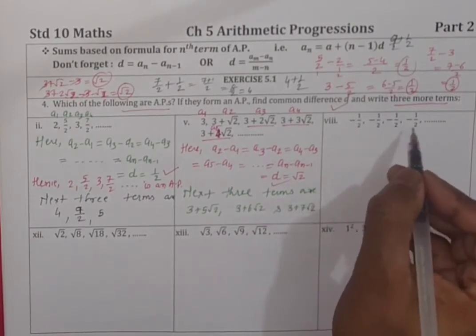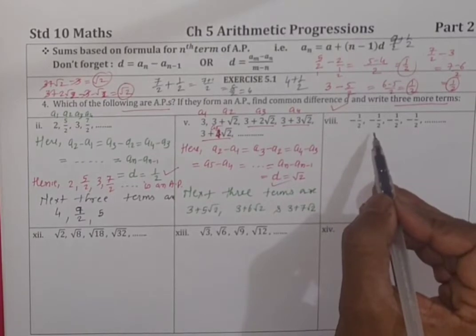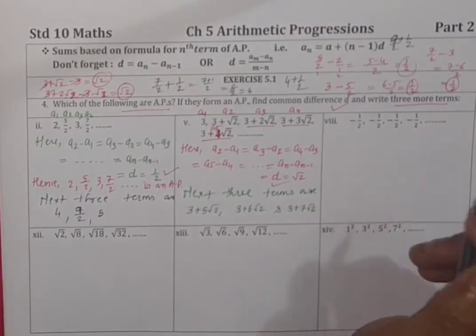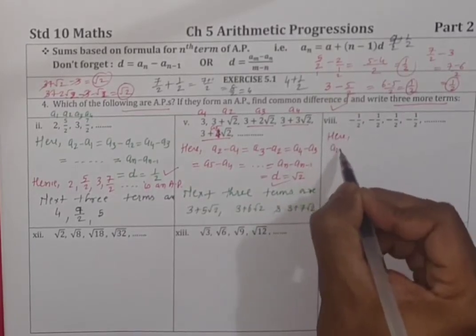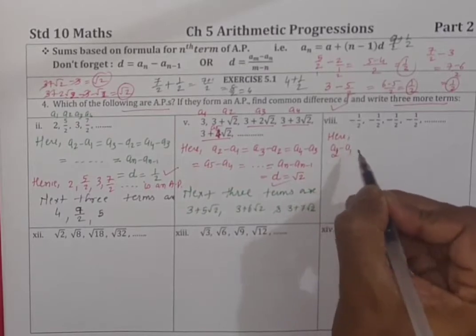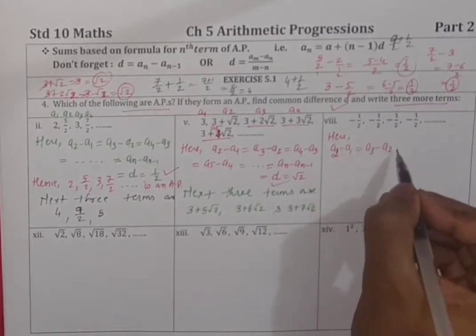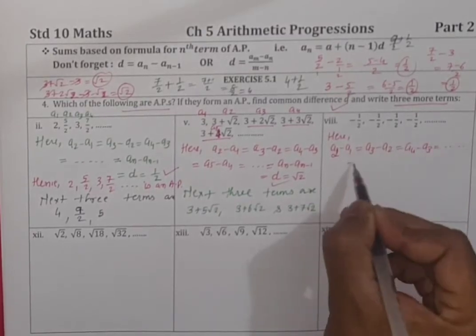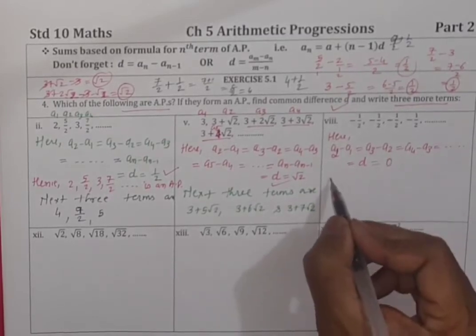Minus half, minus half, minus half, minus half. ये तो समझ में आ गया चिल्ड्रन, रिपीटेड है. So the common difference is D, और that is D. So you may write straight away here: A2 minus A1 is equal to A3 minus A2, 4 तक है, is equal to A4 minus A3 is equal to dot dot dot is equal to common difference D, and that is 0. All right, finished.